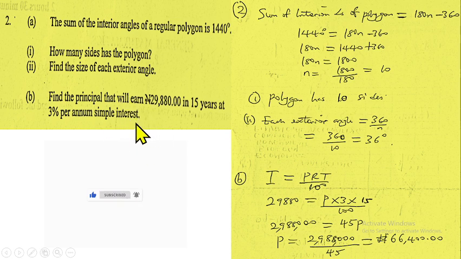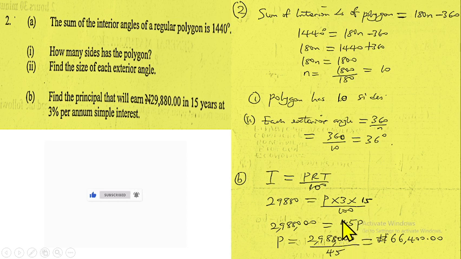Question number 2b is from arithmetic of finance, and that is simple interest. You have to find the principal that will earn this interest in 15 years at 3% per annum simple interest. So like I said, it's from simple interest. So we are given simple interest to be equal to PRT over 100. In this case, we are looking for the principal given the interest, rate and time. So if you substitute that here, you have 29,880 to be equal to P multiplied by the rate, which is 3% per annum, multiplied by the time, which is 15 years, over 100.